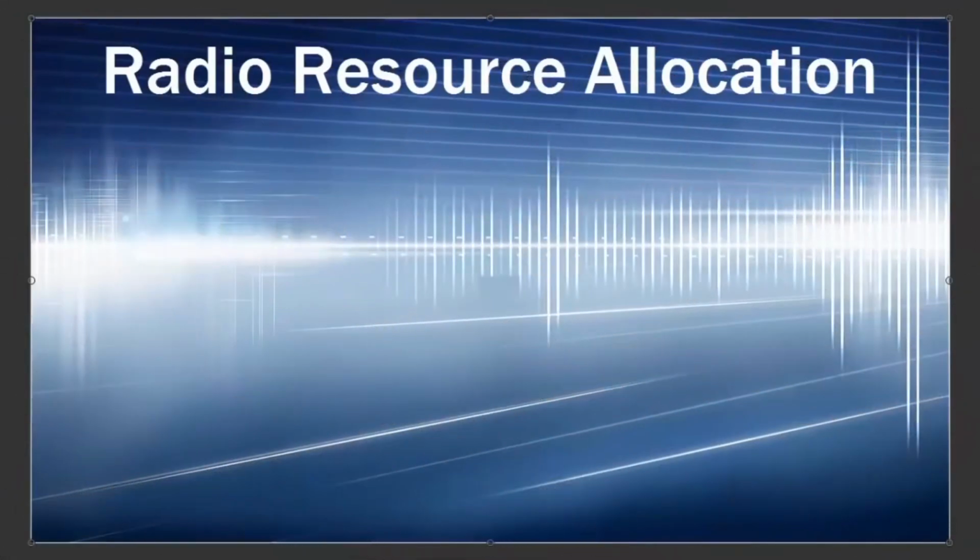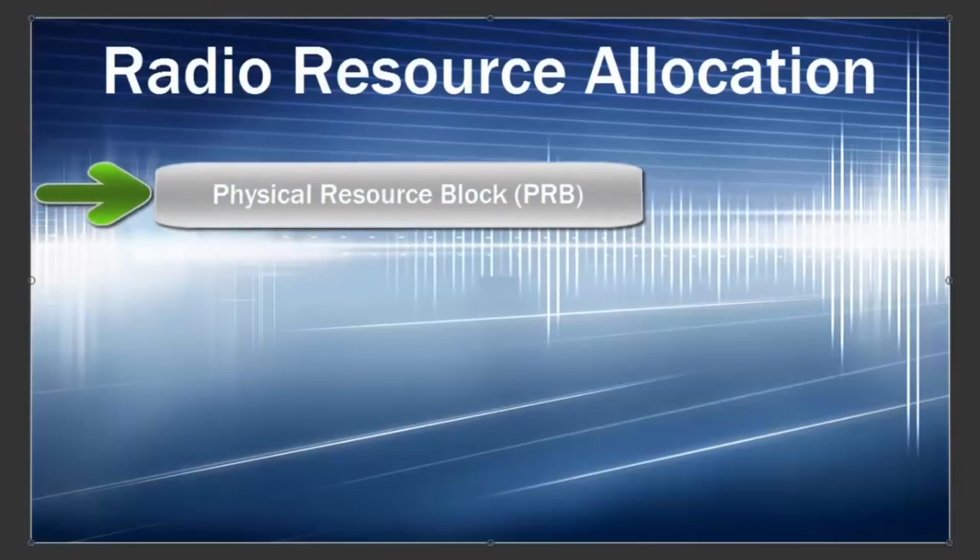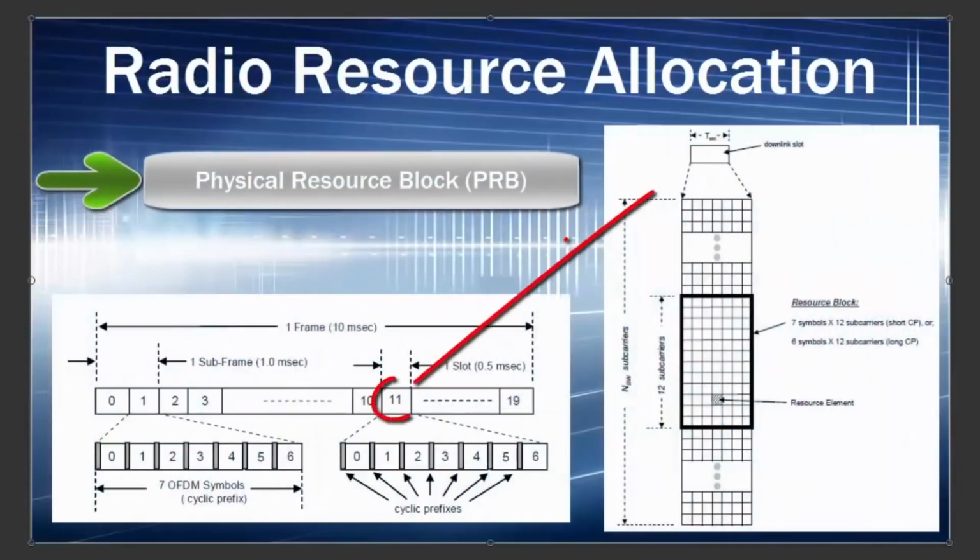Now let's understand the concept of radio resource allocation in LTE. The smallest element of resource allocation that can be assigned by the base station scheduler to a mobile is called a physical resource block. So we should first understand what a physical resource block is. A PRB is defined as a group of 12 consecutive subcarriers for one slot duration of 0.5 ms.